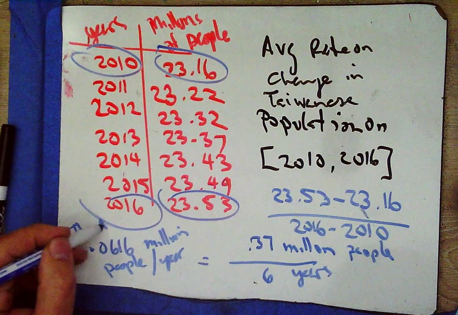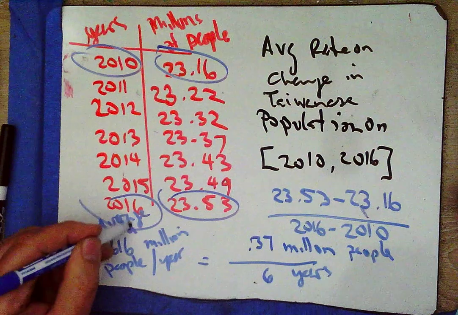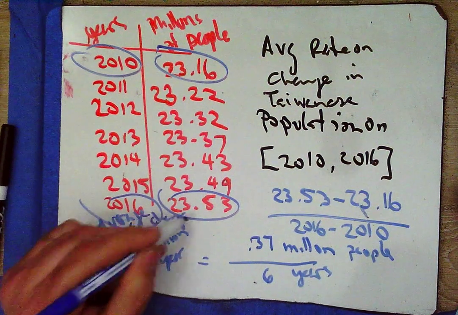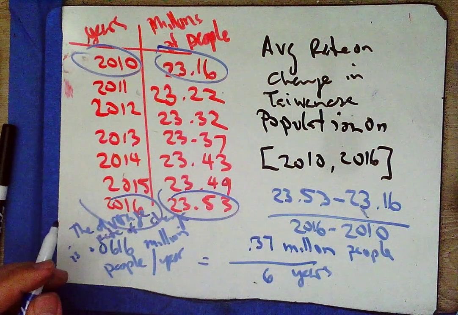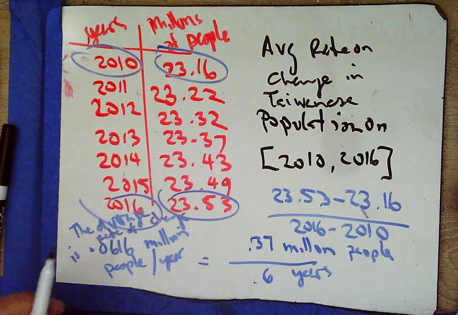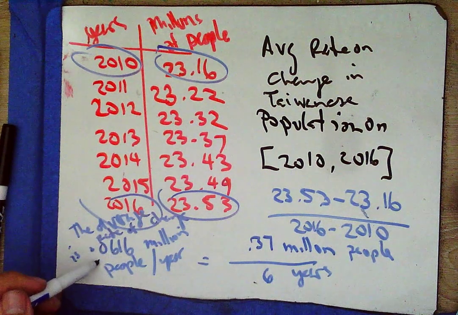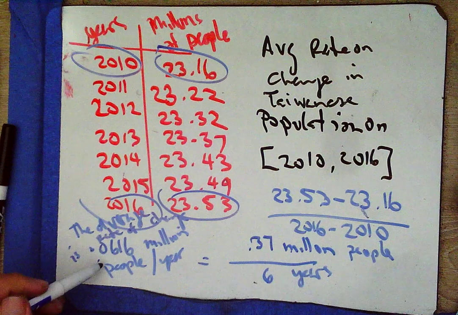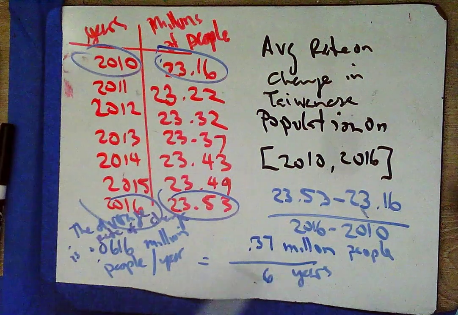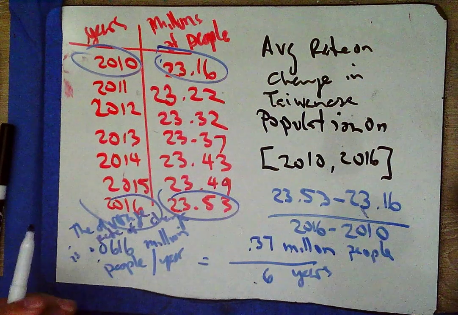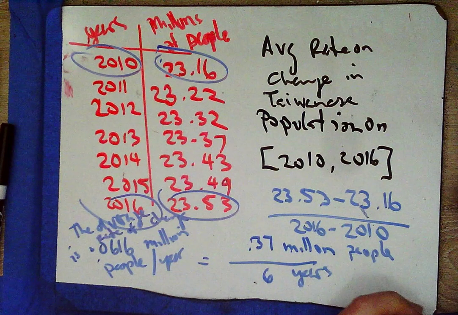The average rate of change is that. Now, it may be that the instantaneous rate of change is bigger than this number or is smaller than this number. But I know that the average rate of change from here to here is 0.0616 million people per year.